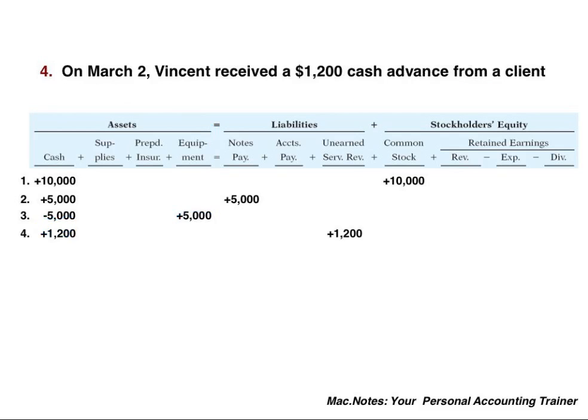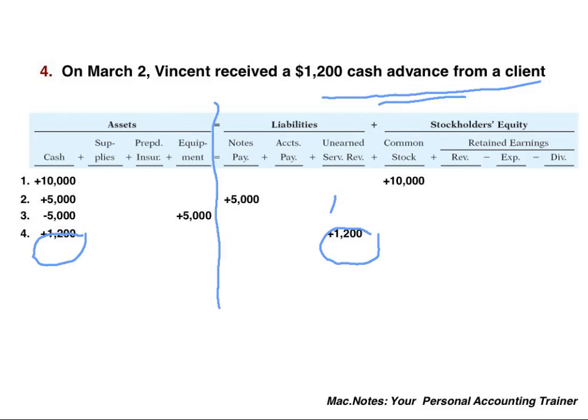On March 2nd, Vincent received a $1,200 cash advance. This is a particular type of transaction where a client has paid the company to perform a service, but the company hasn't performed the service yet. But they have a liability to perform that service by accepting the cash. So cash goes up, plus 1,200, and we increase an account called unearned service revenue. Because we accepted the money, we now have a liability to provide that service. Again, an increase, plus on the left and an increase, plus on the right.